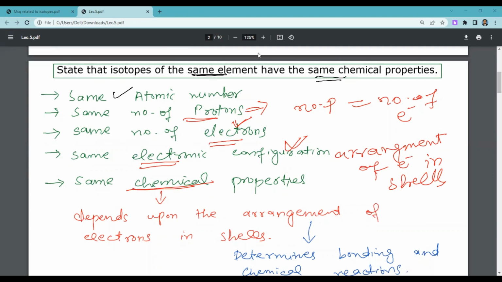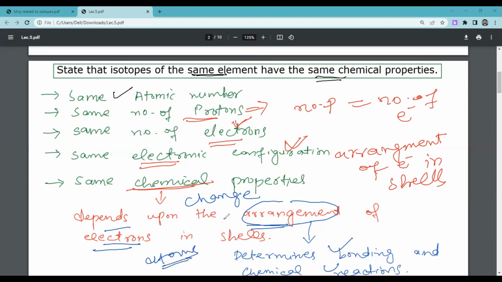What is meant by chemical properties? Chemical properties are the properties that come due to bonding or chemical reactions or chemical change. And these chemical properties depend upon the arrangement of electrons in shells. This arrangement of electrons in shells determines the bonding and chemical reactions in atoms or elements. If they have the same electronic configuration, the same arrangement, then it means that they have the same chemical properties. I hope this is clear now.